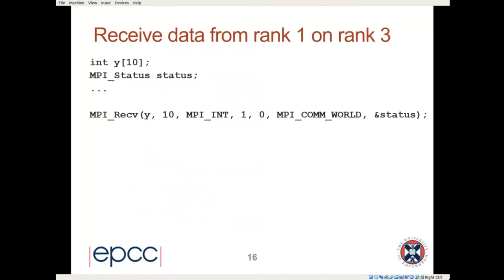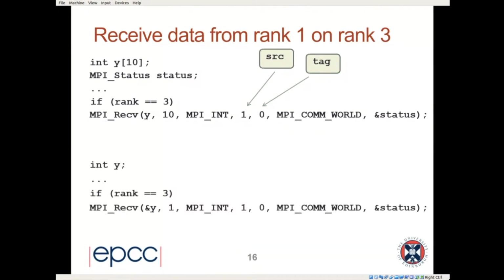So I want to receive data from rank 1 on rank 3. So rank 3 has to call MPI receive. So I have int y. In C, the status object, the metadata, is a little structure, MPI status. So I want to receive y, 10 integers from 1, and the tag has to match. So you're saying, I want to receive a message from rank 1, and it must have tag 0. Put the data here, and put the metadata here. And of course, we have to protect this with rank equals 3 because I only want rank 3 to do it.